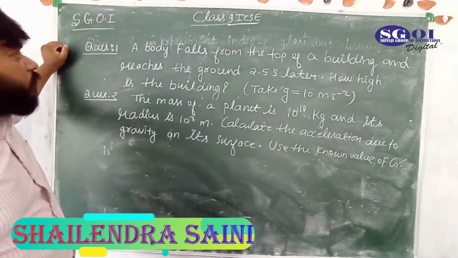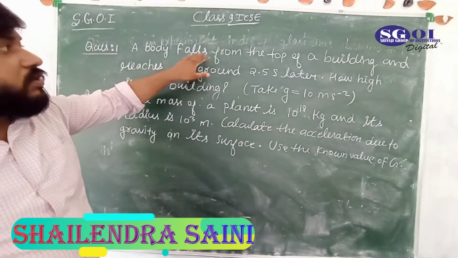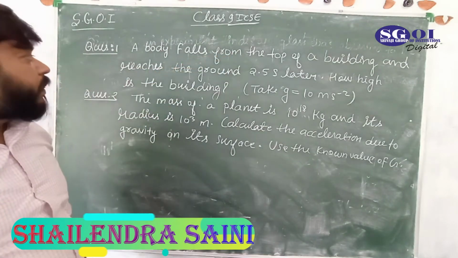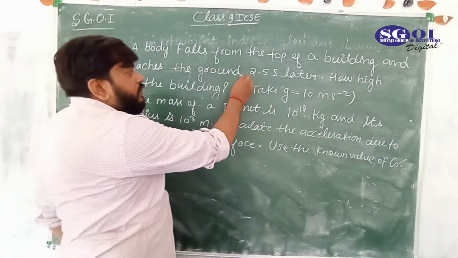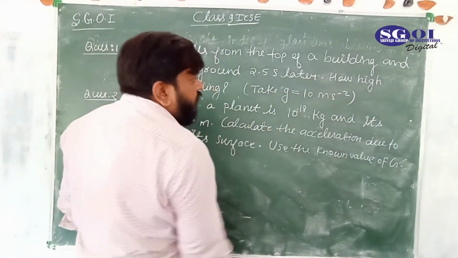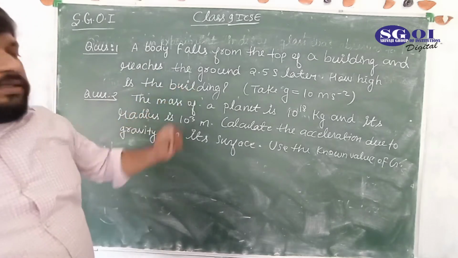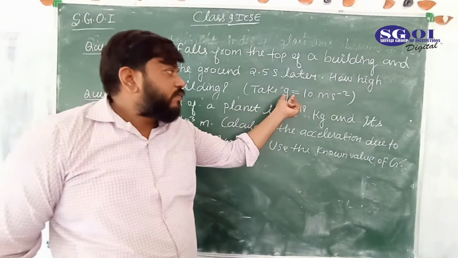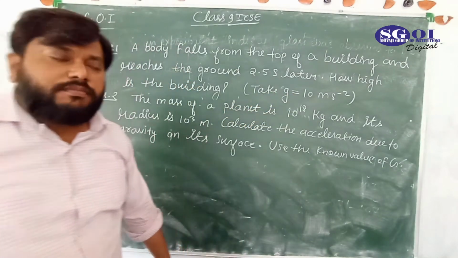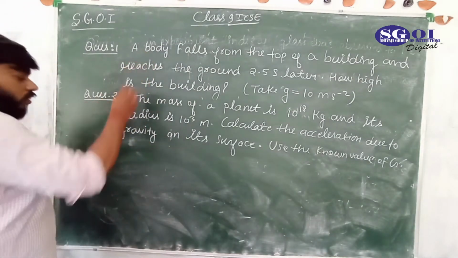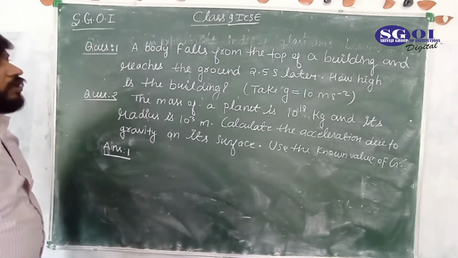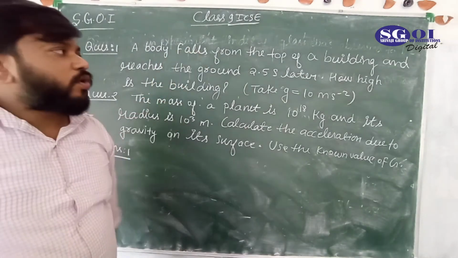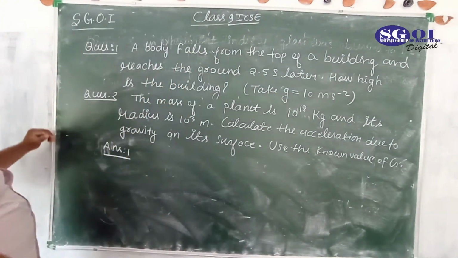The first numerical problem is: a body falls from the top of a building and reaches the ground 2.5 seconds later. How high is the building? Take g equal to 10 meter per second squared. So we have to solve this numerical problem first. Answer first. First of all, we would understand this problem, then we would start solving it.